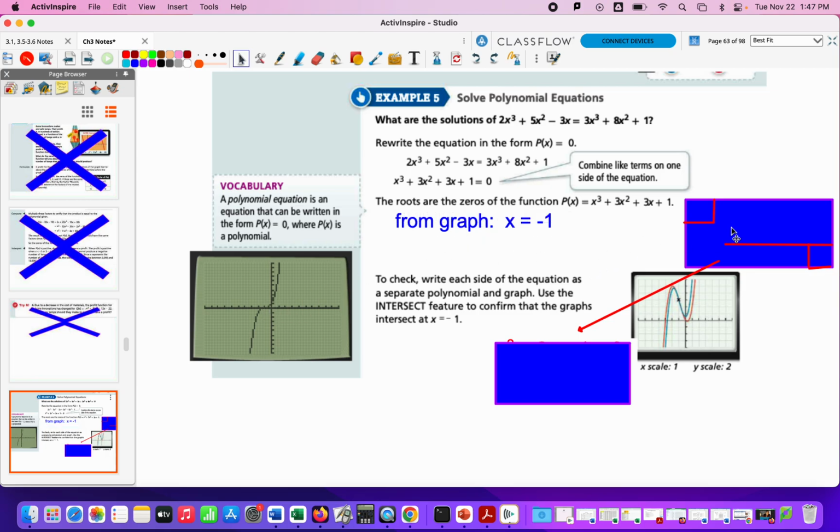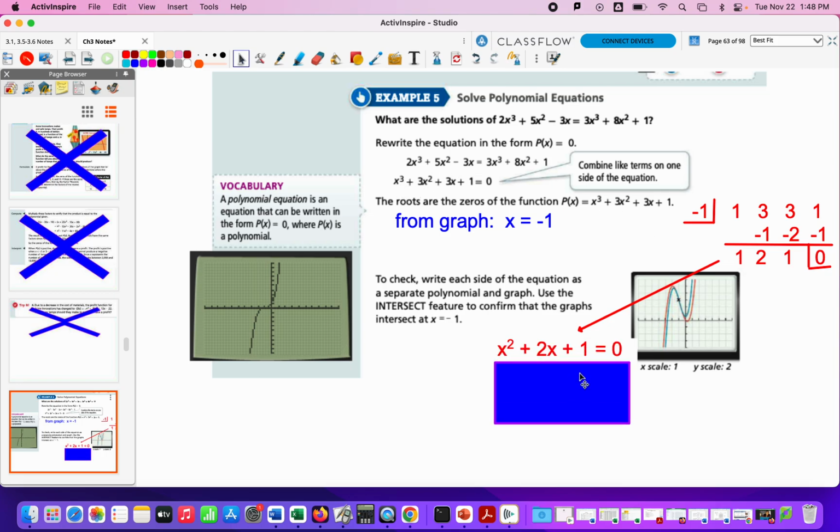Okay, so I'm going to use my synthetic division. Got -1 here. I got my coefficients. I use my synthetic division. That confirms -1 works. And what I have here now is an x squared, because I had x cubed right here. Now I got 1x squared plus 2x plus 1, and now it's a quadratic.